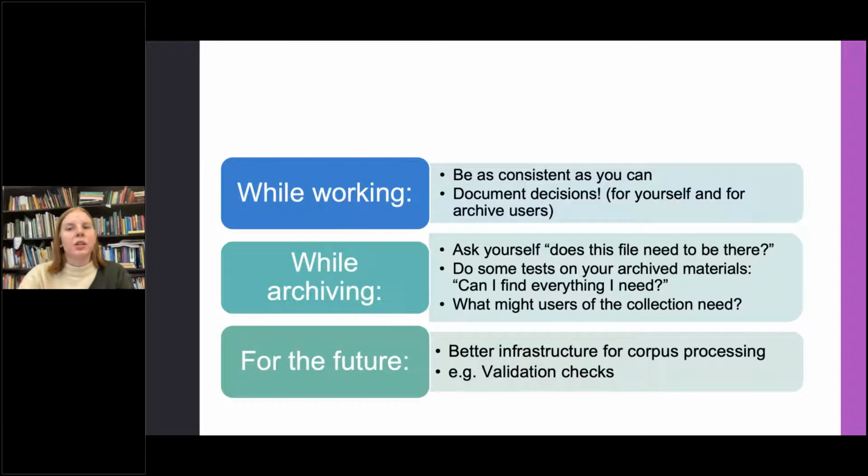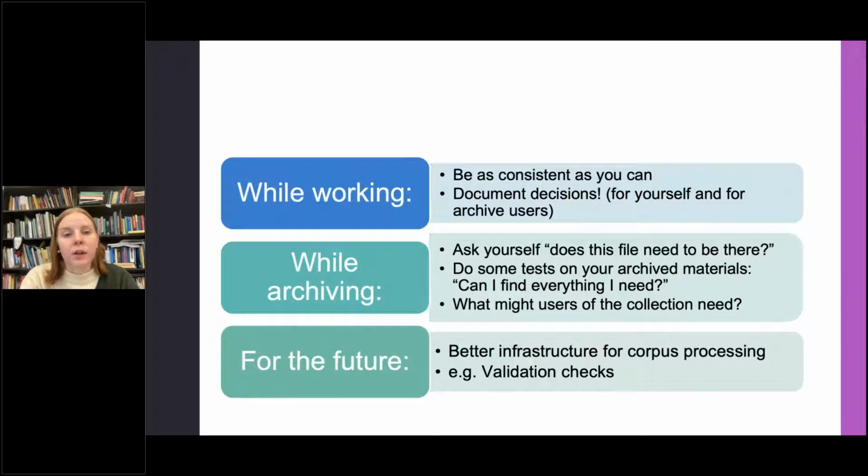So, some general recommendations before we get more into general conclusions. Be as consistent as you can while you're working, and document your decisions, both for yourself and for archive users. It's always useful to make notes of things so that when you go back a year later, you'll remember why you made a certain decision. While archiving, ask yourself, does this file need to be there, especially if you have multiple versions of the same thing? You probably just want to include the most complete one, not having the same file over and over again with just different names.